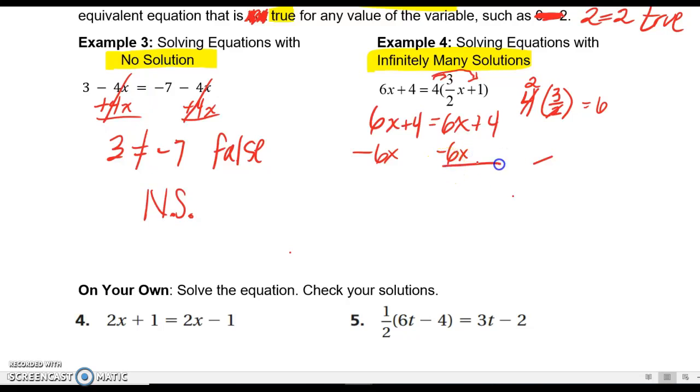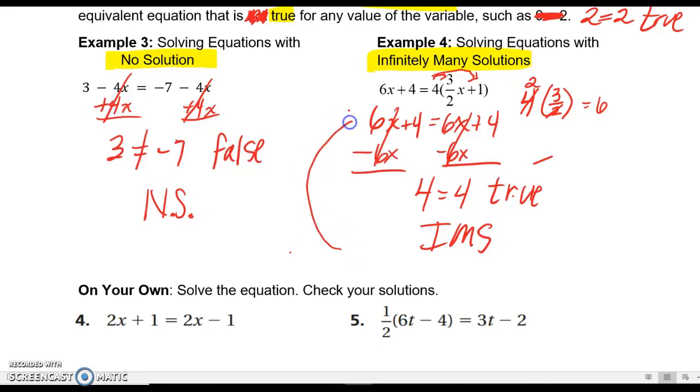Okay, so I'm going to go to my next step, which is to combine my variables, or get my variables on one side. So because 6x is positive, I'm subtracting it from both sides. This time you'll notice again the variable term drops out. What you're left with is 4 equals 4, which this time produces the true statement. So we call this one an infinitely many solutions. We can abbreviate IMS. And that means no matter what the value of x is, when you plug it in, it's always going to create a true statement.